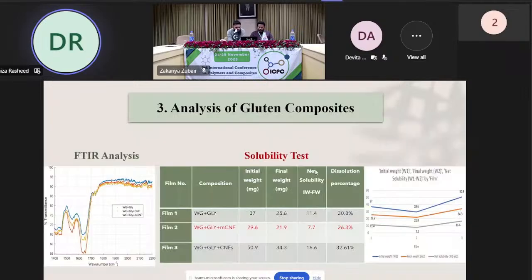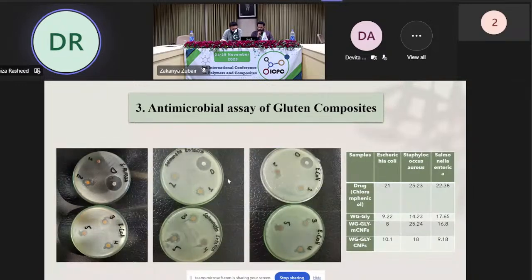We also did some solubility testing, and we see that with modified cellulose nanofibers, we had a high amount of insoluble proteins, showing the compact structure of these fibers. We did antimicrobial analysis to see that they are resistant to the growth of microbes, and we see clear zones on the cellulose-based films. So this shows that they are resistant to microbial growth if we use them for packaging applications.